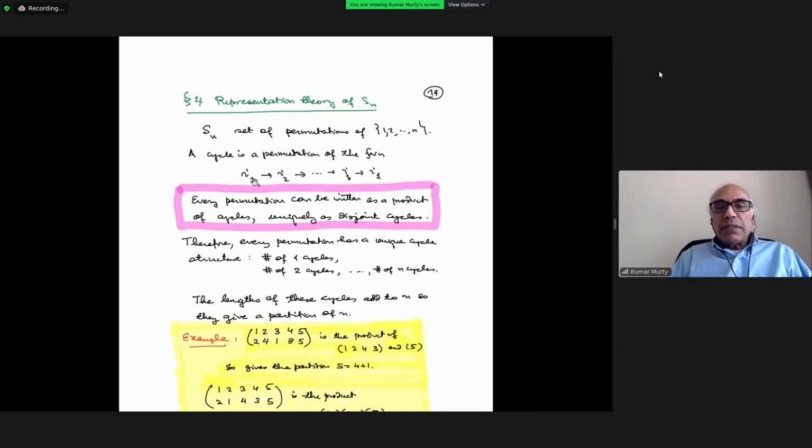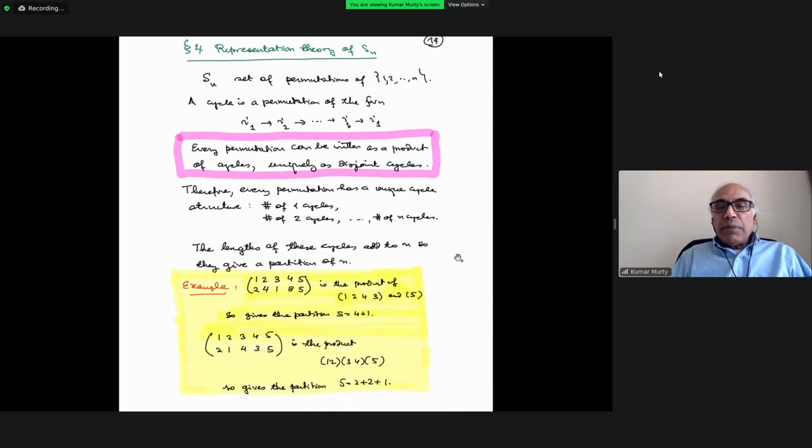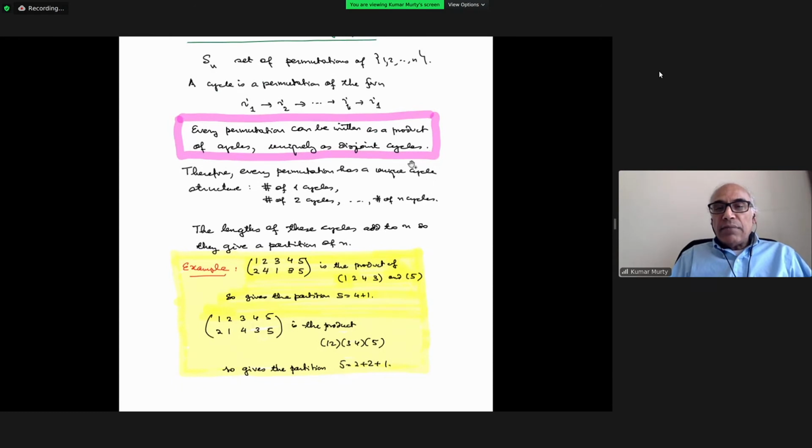So cycles means that I1 goes to I2, to IK, and then back to I1. And we know that every permutation can be written as a product of cycles. If you allow the cycles to be disjoint, that's a unique representation. Therefore, for every permutation, you have this unique product of disjoint cycles. And then you can count the number of 1 cycles, the number of 2 cycles, the number of n cycles, and that gives you a partition of n.